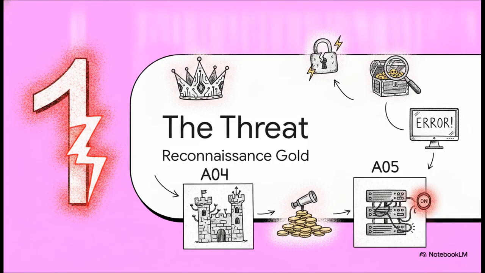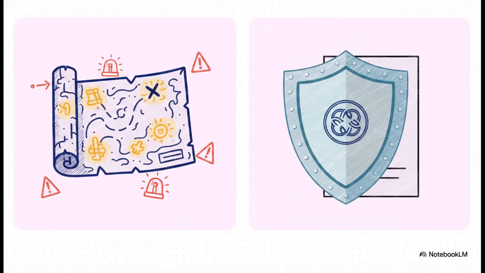All right, Section 1, the threat, and why errors are basically reconnaissance gold. So OWASP, the Open Web Application Security Project, actually categorizes verbose errors under insecure design for a very good reason. If we compare a dangerous error message, like a massive, detailed stack trace, with a secure one, the difference is wild.